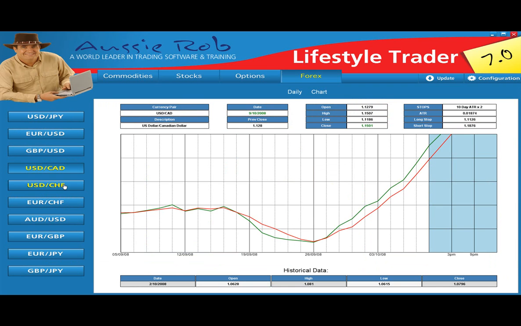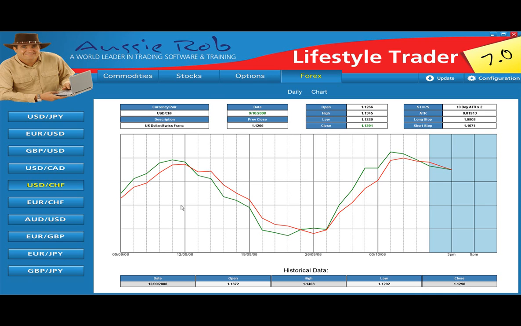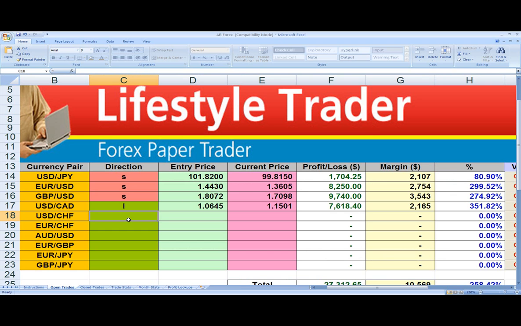Next is the US Swiss. You can see that the angles were not quite correct here, so we'd wait for confirmation. Still going, so our entry in this case would be 1.0887, and the current price, the last close, 1.1291. So another long trade on this one, 1.0887 and 1.1291, I believe it was. And good profits on that trade also.